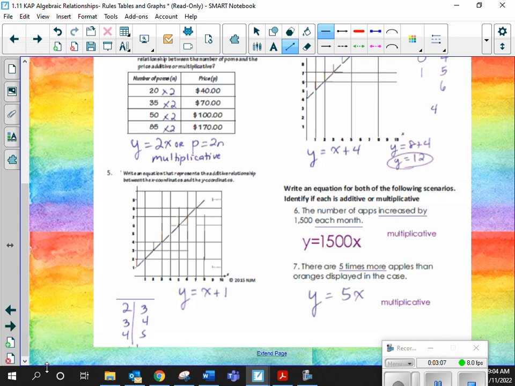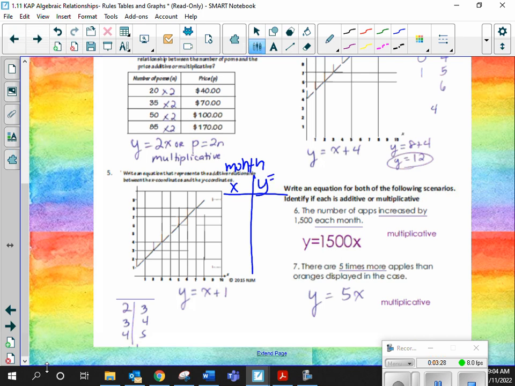I like to go back to that table like I did on the warm-up. Okay, I like to make a table to just put some numbers with it, x and y. X is going to be my number of months, right? And therefore my y is going to be, what are we talking about in this problem? The number of apps. The number of apps increased by 1,500 each month. So if I had 1 month, this output is going to be 1,500. And 1,500 is talking about what? It's talking about y. Y is talking about my apps. I literally cannot write today.